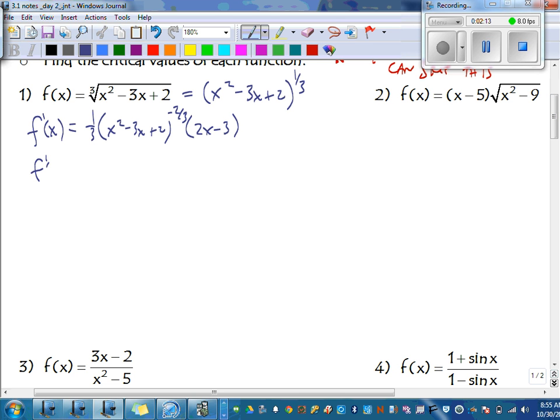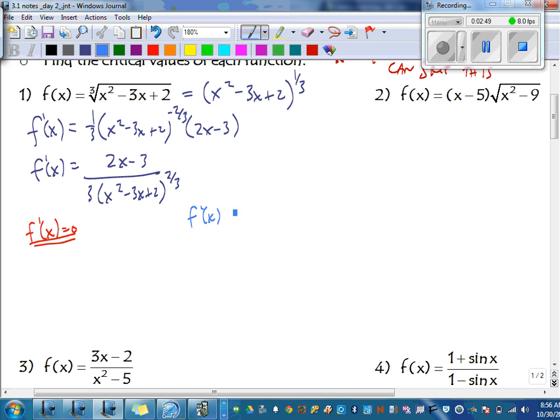I'm going to rewrite that a little bit before we find our critical values. This is going to be 2x minus 3 over 3 times x squared minus 3x plus 2 to the positive 2/3. You could also write this as the cube root of x squared minus 3x plus 2, squared, but I'm just going to leave it as it is there. So once we have our derivative simplified, written the way we want it, now we can find the critical values by figuring out when the derivative is equal to 0 and when the derivative does not exist.